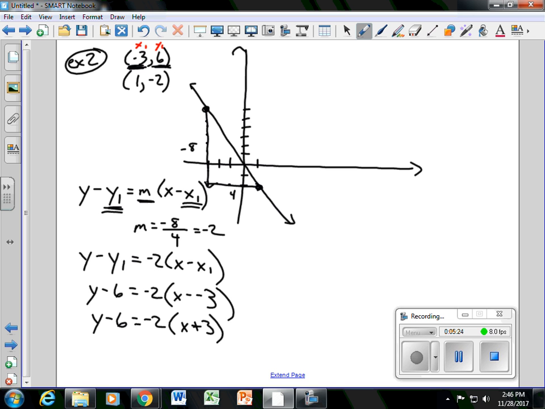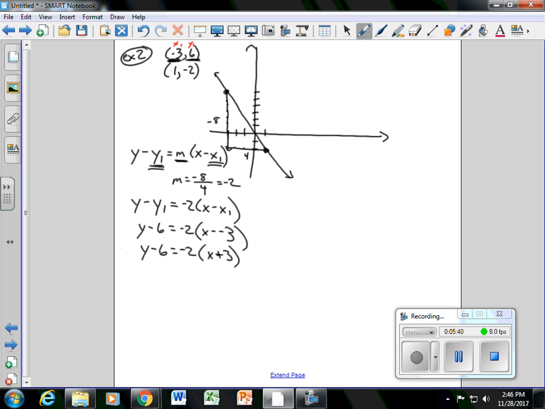Now, what if they tell you that you need to write this equation so that it is in slope-intercept form? Well, we could do that. This would be our answer. That's an equation in point-slope form. But we can simplify this if they ask us to.